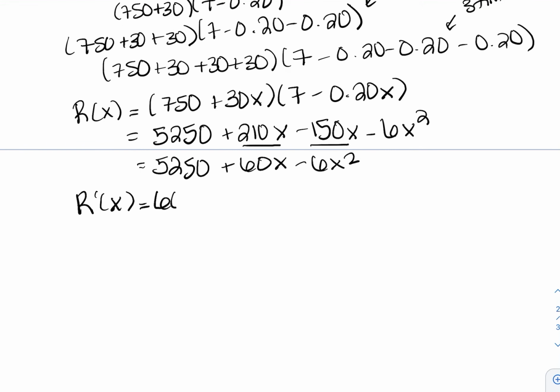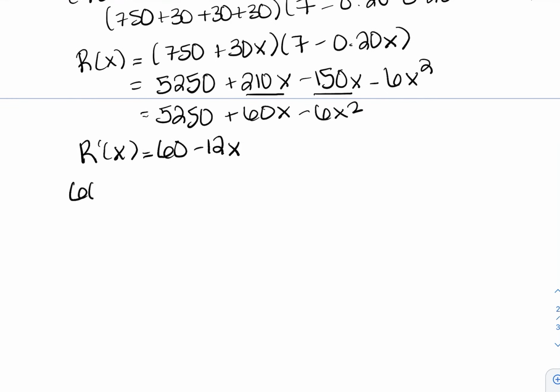Now we're going to take the derivative, r prime of x. That's going to give us 60 minus 12x. When is it 0? 60 minus 12x is equal to 0. I get negative 12x is equal to negative 60, which gives me that x is equal to 5. It's never undefined. Because x is equal to 5 is part of the domain, it's a critical number.